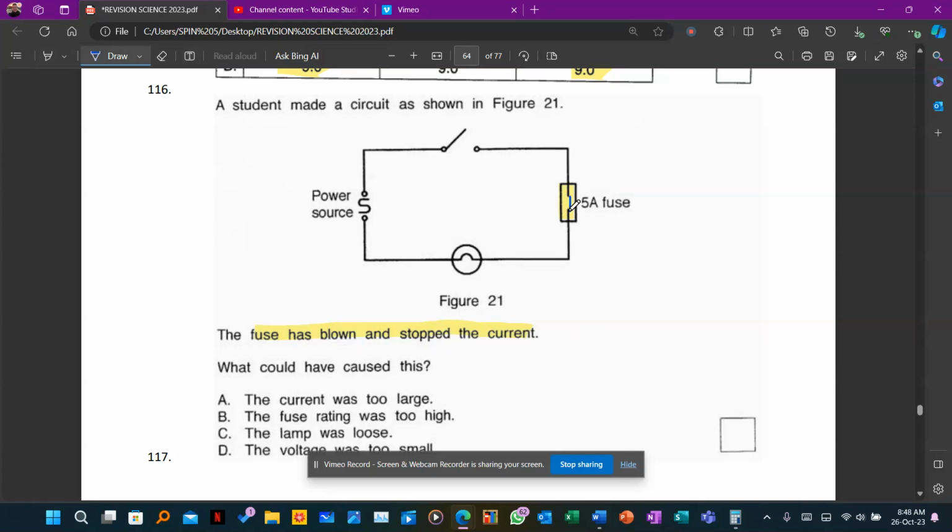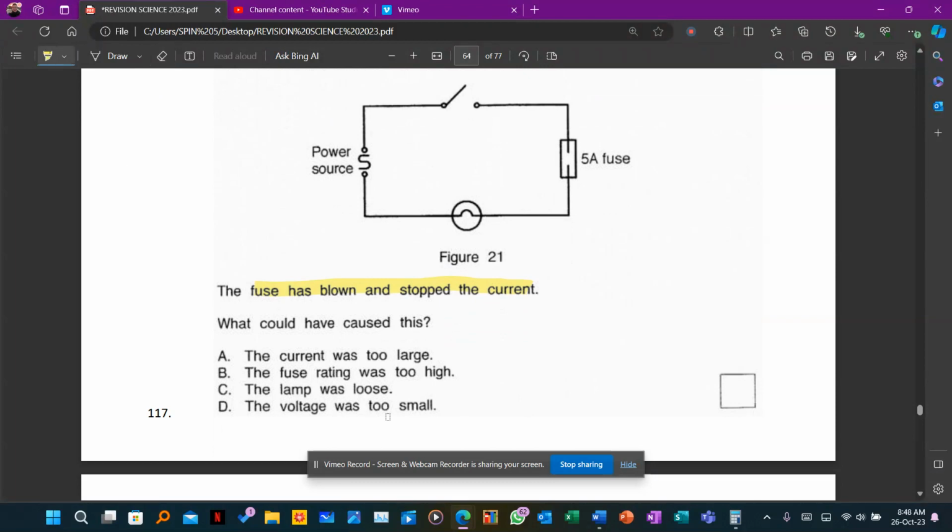Okay, so the function of this one is to protect these appliances, in this case the bulb. When there's too much current flowing, the wire inside it will melt, and when it melts, the current cannot flow anymore. So this happens when the current is too large.